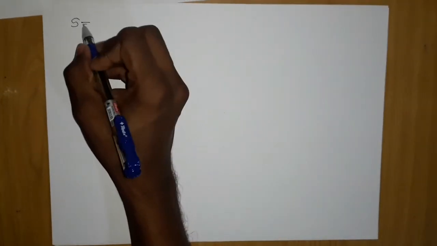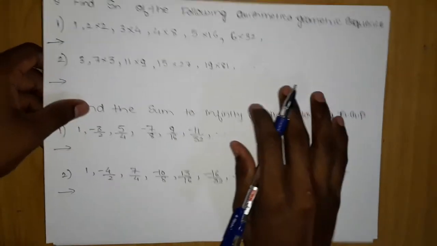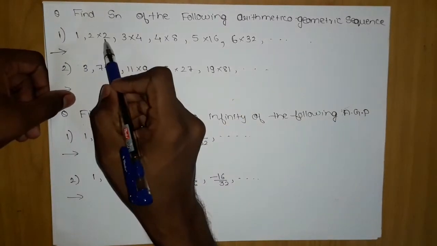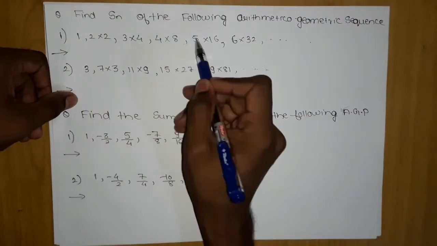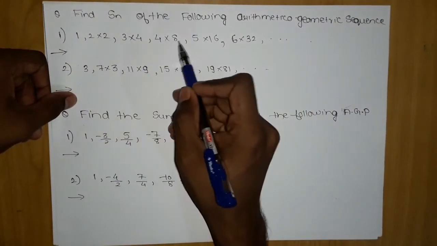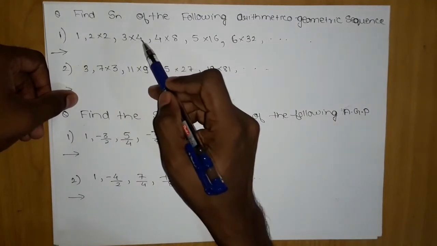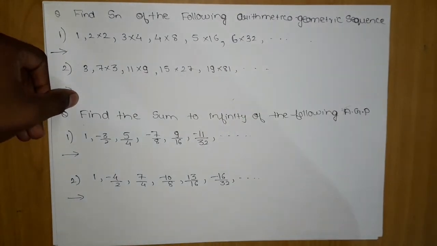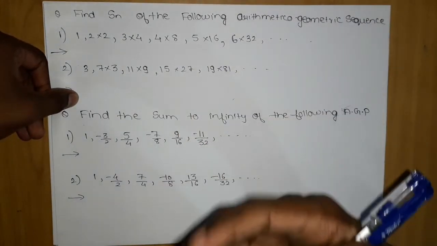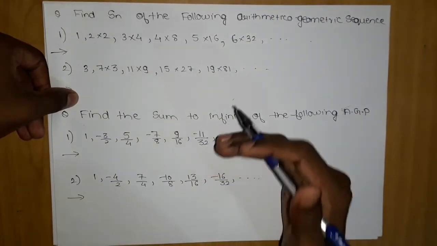See how. First, whatever they have given, just write it. How to write it is the very important thing. 1, 2 into 2, 3 into 4, 4 into 8. Now you can see this is an AP, while this is a GP. So this is 2, this is 2 power 2, this is 2 power 3, this is 2 power 4, this is 2 power 5. You should observe things like this. When a sequence is given, you should observe or think in that way.